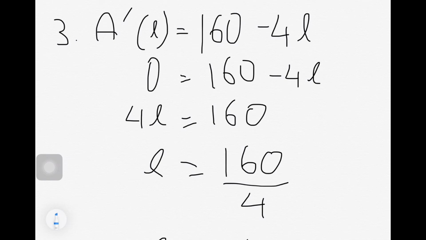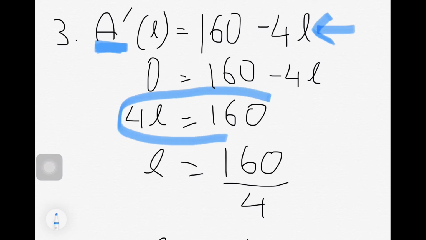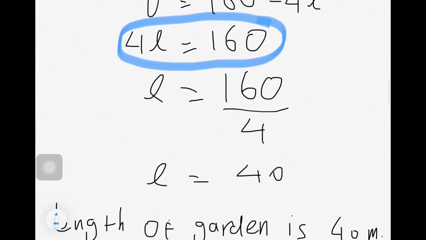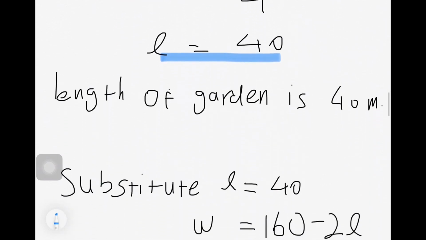And then step 3, we have to calculate the stationary point. In order to find the stationary point, we are going to set A prime to 0 and solve for the values of L that maximizes the area. Okay, now we have our A prime here. We are going to move 4L as the subject, and we are going to find the L. So we are going to divide 160 by 4 to get L equals to 40. Now we know that the length of garden is 40 meters.